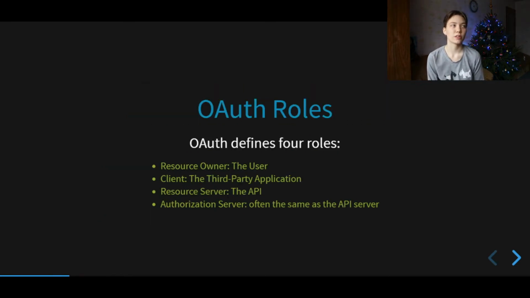The first question that we want to figure out is OAuth roles. OAuth defines four roles: resource owner, the user; client, the third-party application; resource server, the API; and authorization server, often the same as the API.